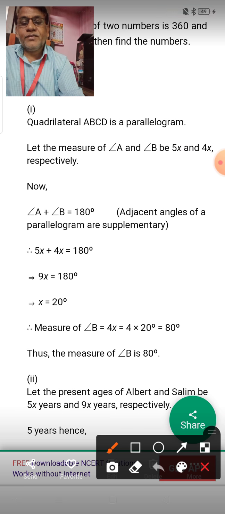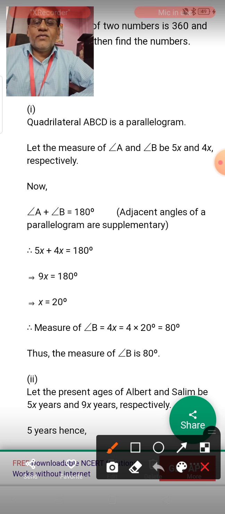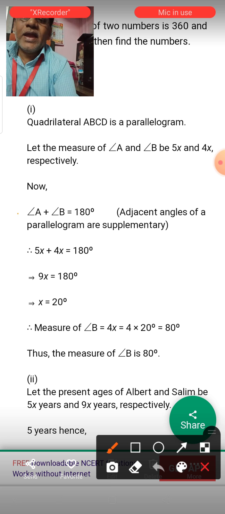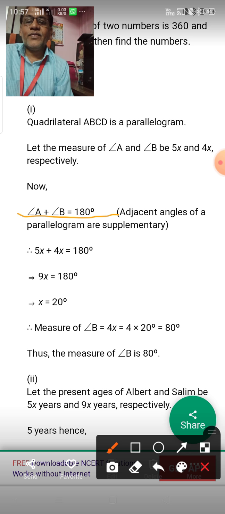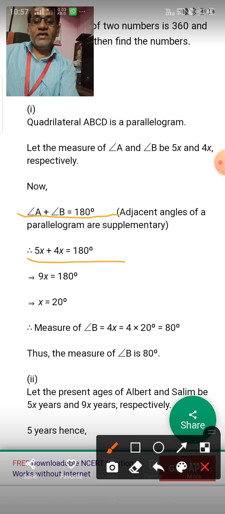In this question, we know the ratio of two angles, angle A and angle B, that is 5:4. So let the measures of angle A and angle B be 5x and 4x respectively. Now we already know that the adjacent angles of a parallelogram are supplementary. So therefore angle A plus angle B is equal to 180. So 5x plus 4x is equal to 180.